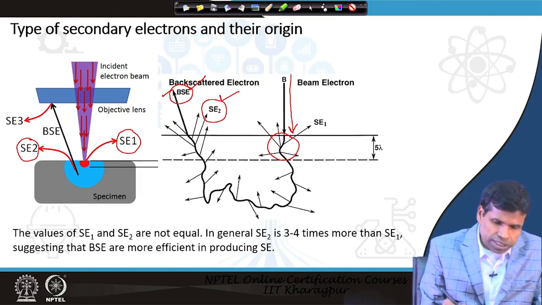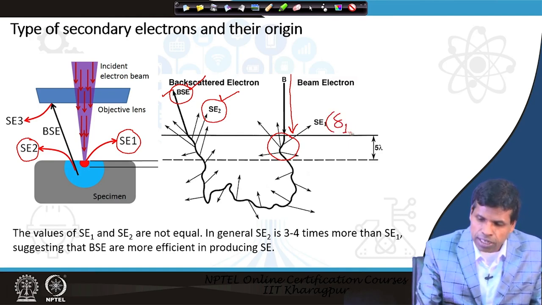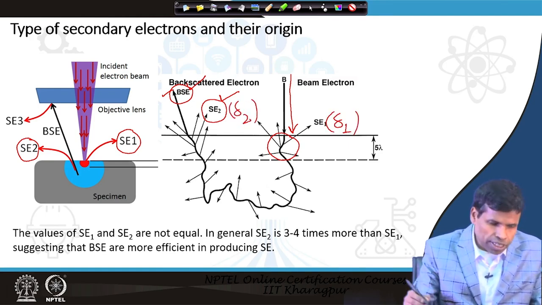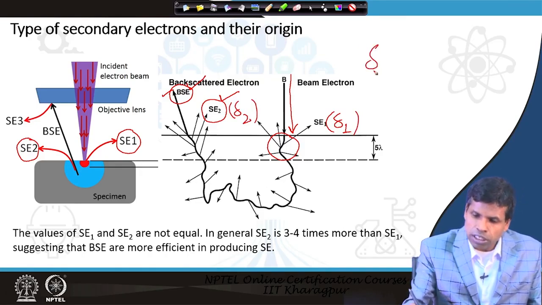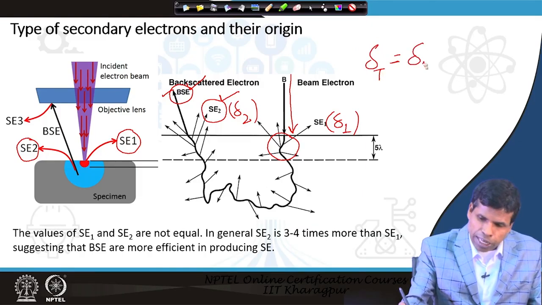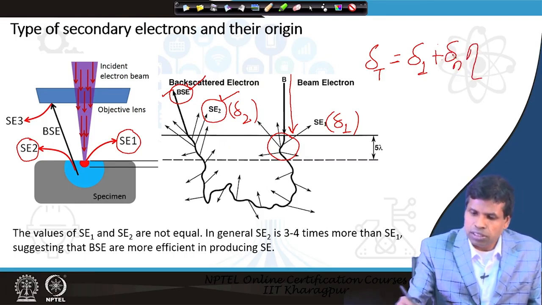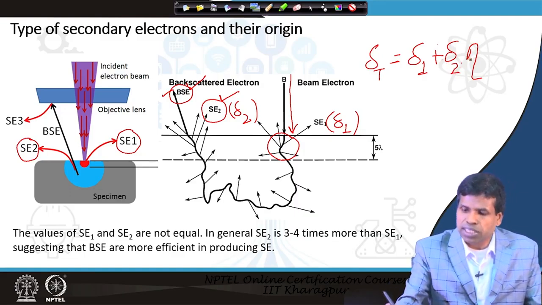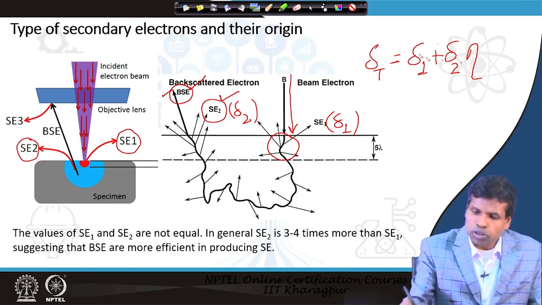Normally, let us say the number of secondary electrons generated is del 1 and del 2. Then the total secondary electron generation del t is equal to del 1 plus del 2, and here we multiply by eta, because this del 2 depends on the backscattered electron coefficient, that is eta. So, the total number of secondary electrons generated is del 1 plus del 2 into eta.